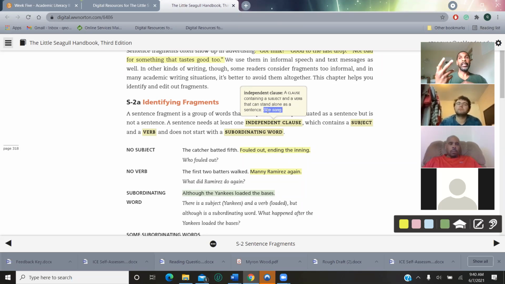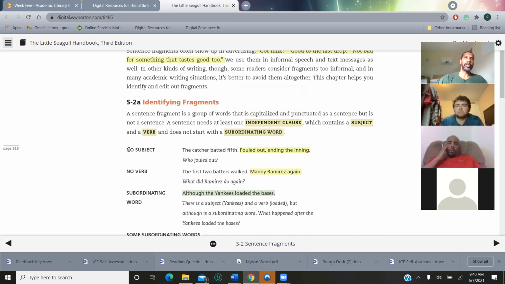So don't fall under the misconception that a complete sentence has to be long. And the flip side of that is, don't think that because a sentence is long, it can't be a fragment. If it doesn't express a complete thought, or if it doesn't include a subject and a predicate, it doesn't matter how long it is. Let's look at these examples. They tell you the answers right here, though.